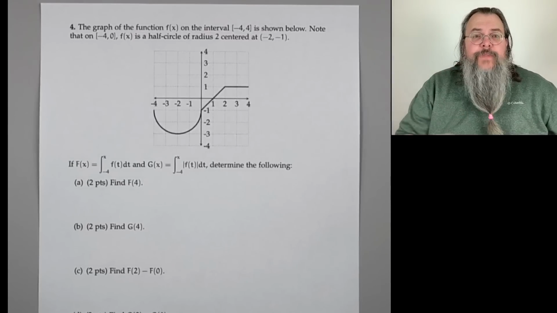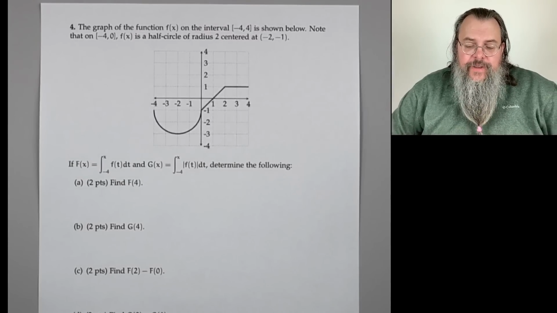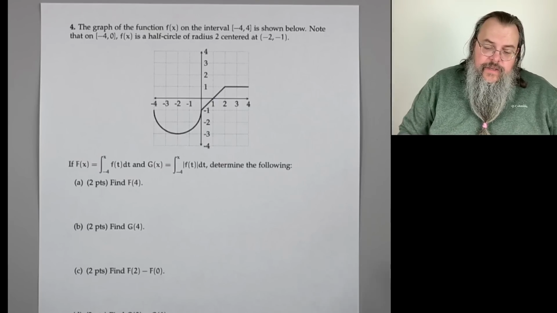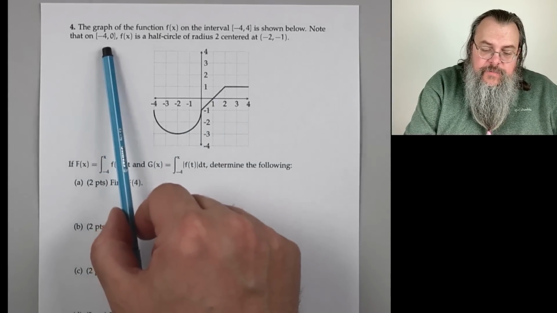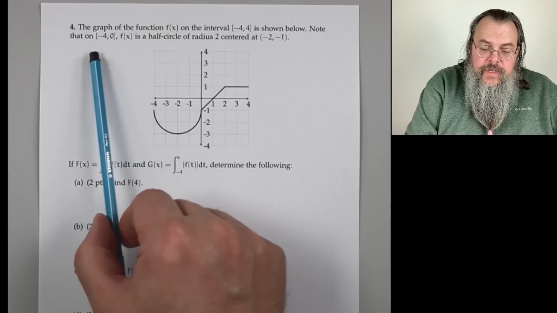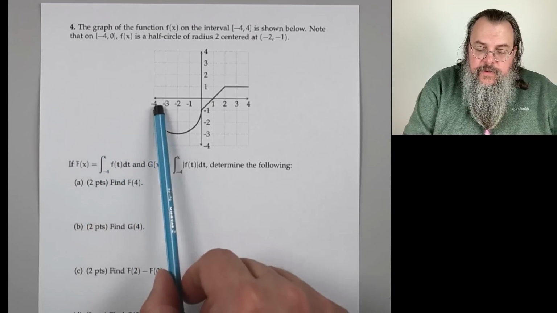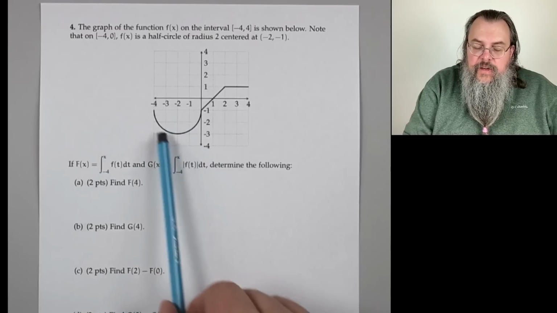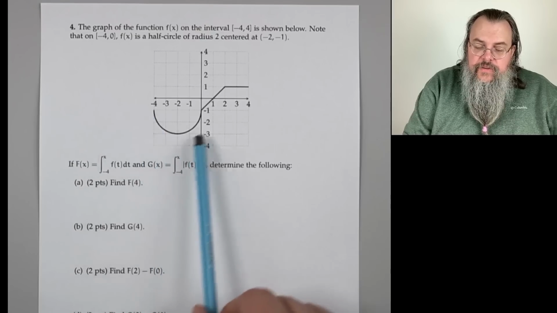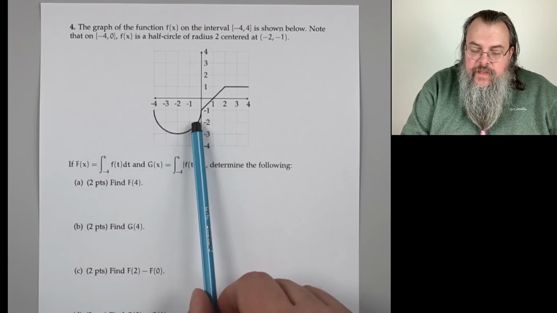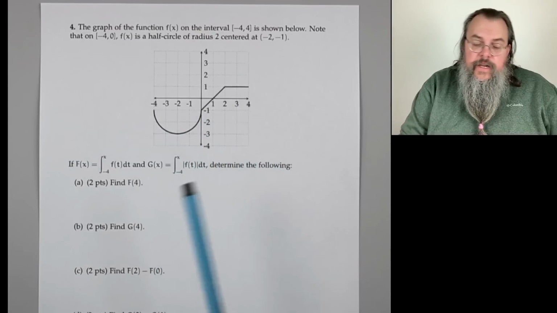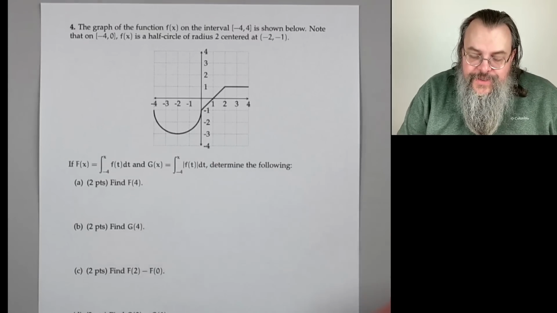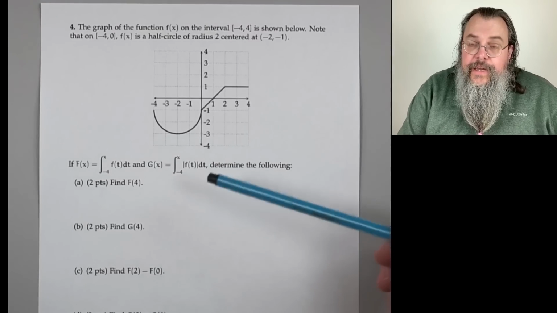Number 4. The graph of the function f of x on the interval -4 to 4 is shown below. And it says, note that on -4, 0. Now this notation means here, this is an interval. And it says, starting at -4 and going to 0. So this piece right here, it's a half circle. Okay, so this is, it's not a parabola, it is truly a half circle. Okay, so a half circle, a line, and a flat line. All right, good. All right, so we have questions. Well, that's great. We have answers.